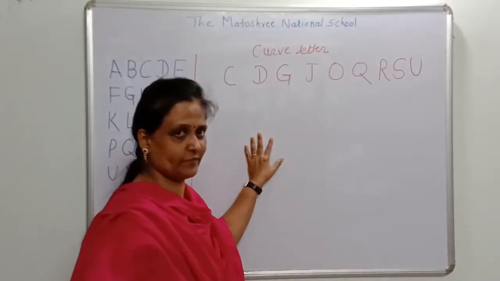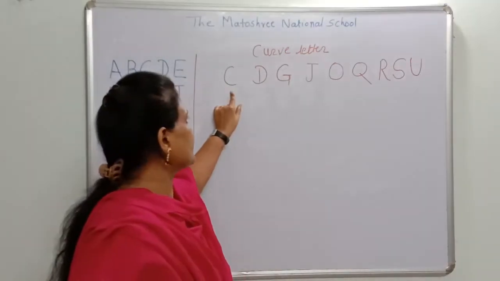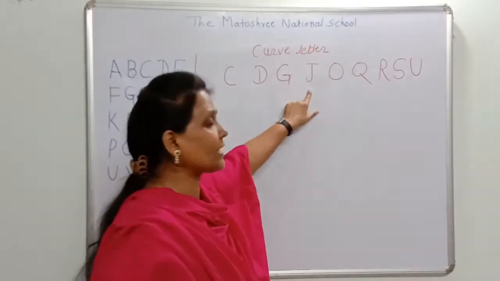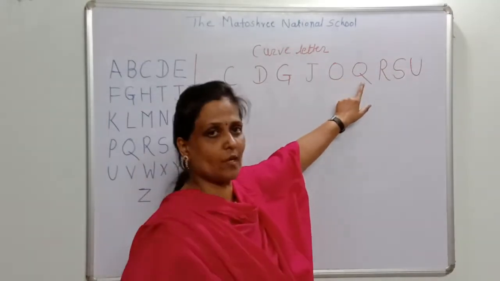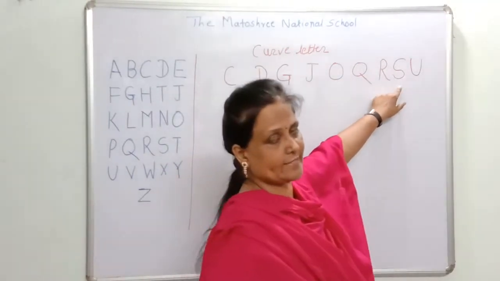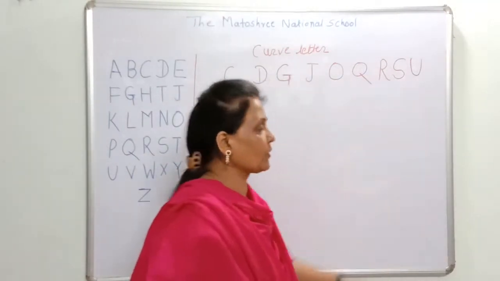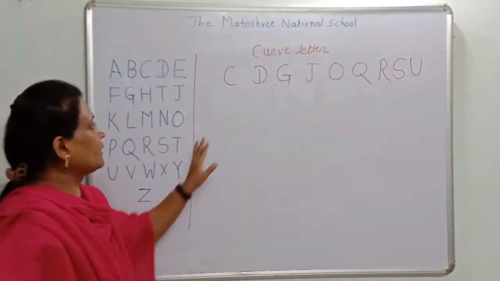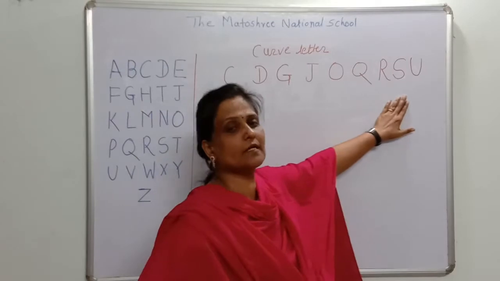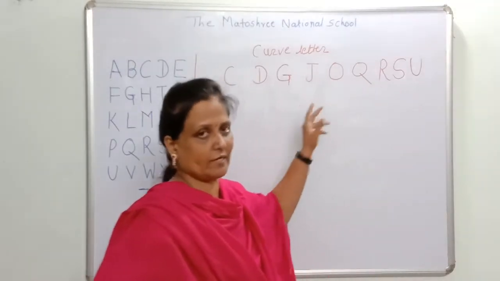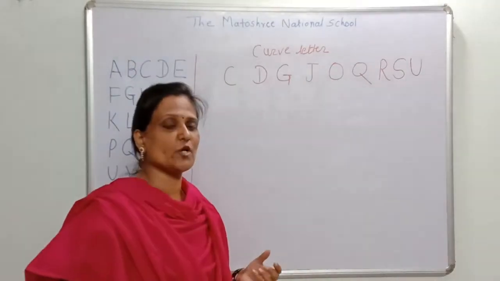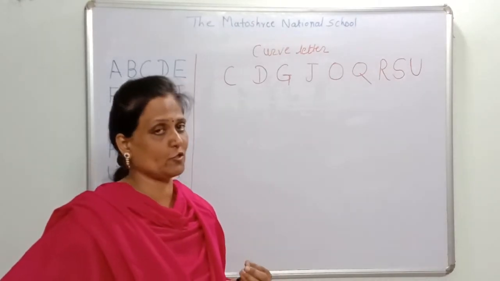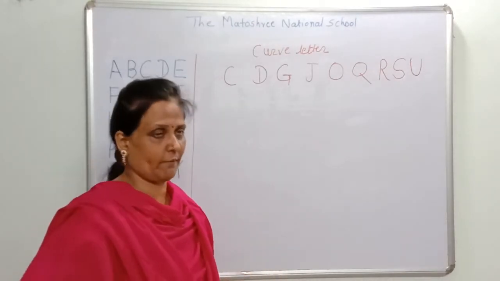Look here. These are C, D, G, J, O, Q, R, S and U. Among the 26 alphabets, these are the curved letters. So I will teach you how to write these alphabets and also their phonic sounds.